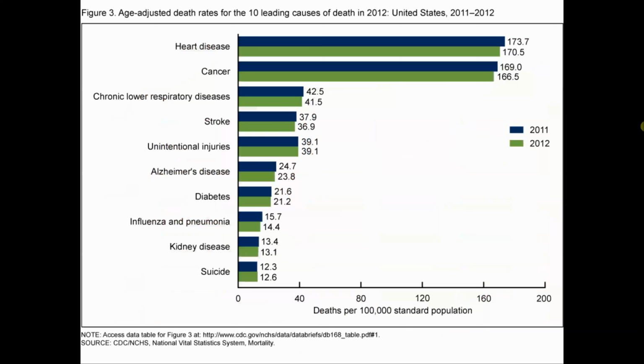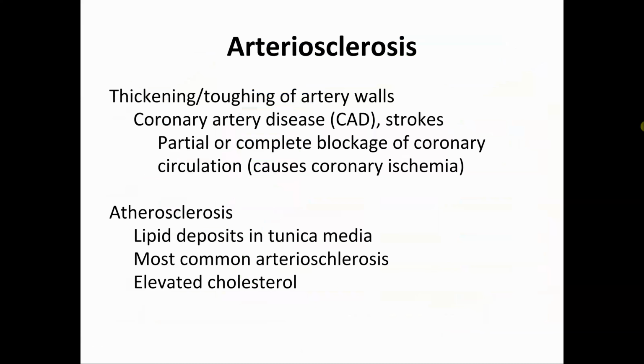All right, so we're going to get into a few disorders and issues that can happen with the cardiovascular system. One of the leading causes of death in the United States is going to be heart disease. So arteriosclerosis is going to be any thickening or toughening of the artery walls. And the most dangerous place for this to happen is in the coronary arteries, so the arteries that serve the heart, and the arteries of the brain that can cause strokes.